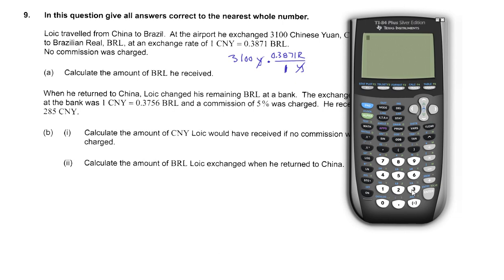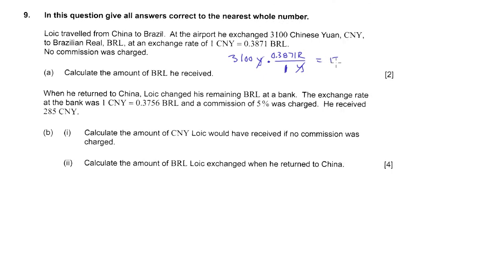So then this would just tell us that we're going to multiply 3,100 times 0.3871. Okay, so 3,100 times 0.3871 gives us 1,200.01. Okay, and it says right up here, round to the nearest whole number. So that's going to equal 1,200, and you definitely want to put your label on this one here. It's the Brazilian real, so BRL. Okay, so that's this first part here.